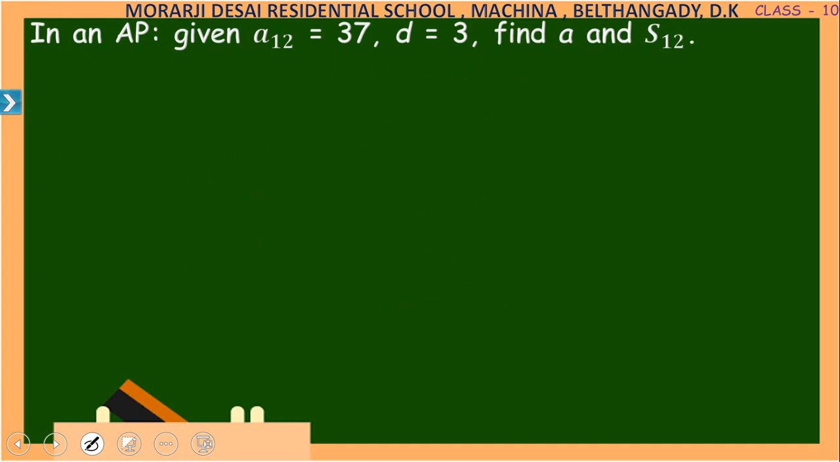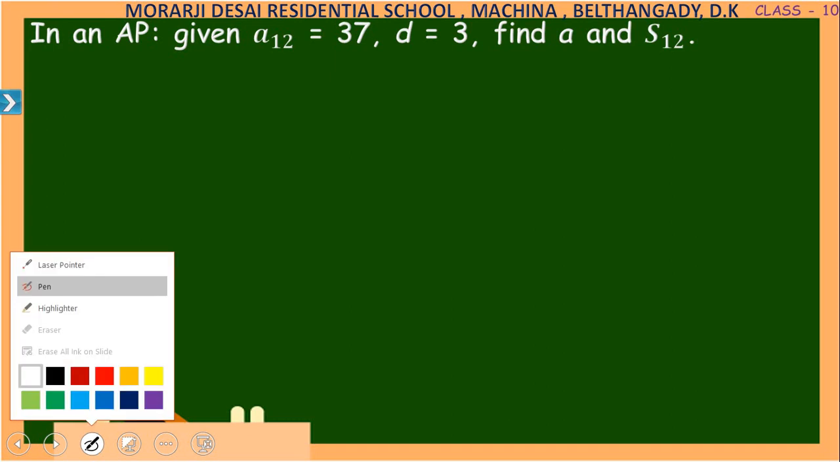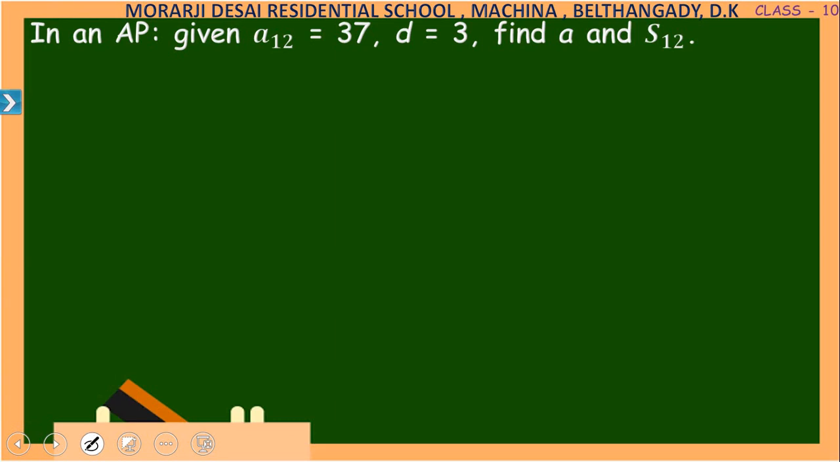Look at the next question. In an AP given a12 is equal to 37, d is equal to 3, find a and S12. First write what is given. What is given? a12 is equal to 37, d is equal to 3. Now you have to find a. Then you have to find S12.